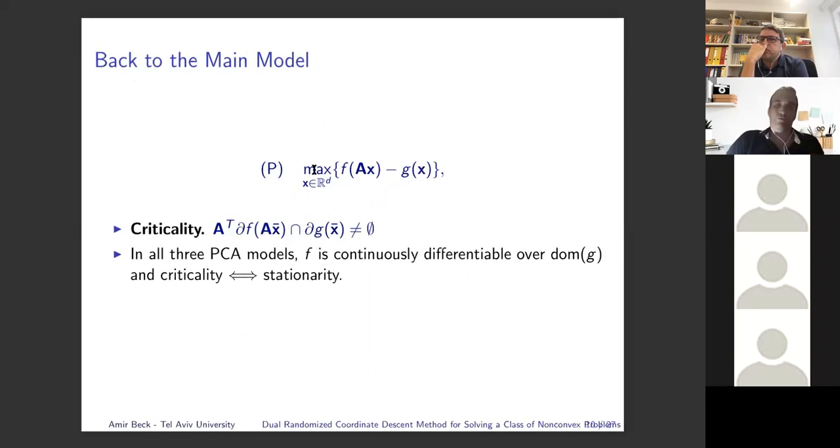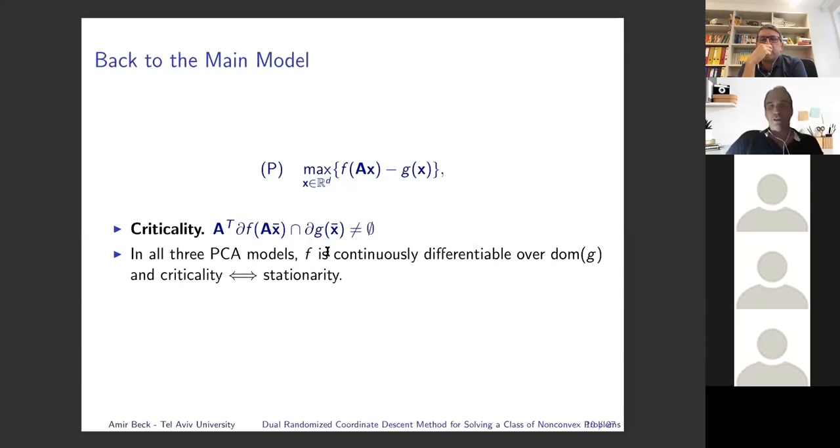So if we have our problem, which is a general instance of the DC problem, maximization of f(Ax) minus g(x), then criticality here means that the subdifferential sets of f composed with A, and g, are not disjoint. So this is the criticality.